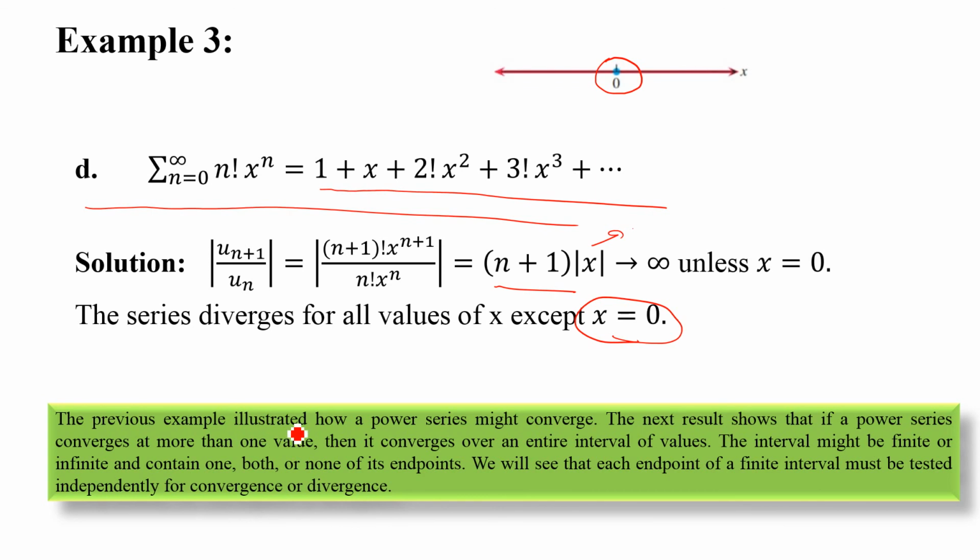So the previous example illustrated how a power series might converge. The next result shows that if a power series converges at more than one value, then it converges over an entire interval of values. The interval might be finite or infinite, and contain one, both, or none of its endpoints. We have already seen this in all these examples. We will see that each endpoint of a finite interval must be tested independently for convergence or divergence.